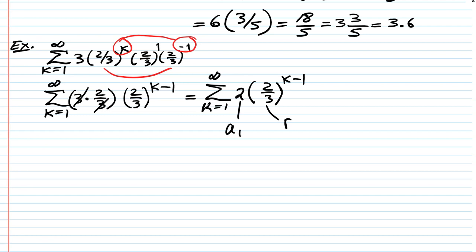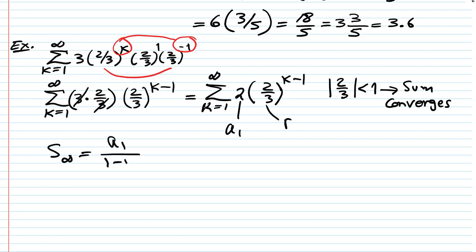Now, common ratio, the absolute value of 2/3 is less than 1. Therefore, the series converges. The sum to infinity is a1 over 1 minus r. First term is going to be 2. 1 minus the common ratio of 2/3. That's 2 over 1/3. Invert and multiply. We get 6. The sum is going to be 6.